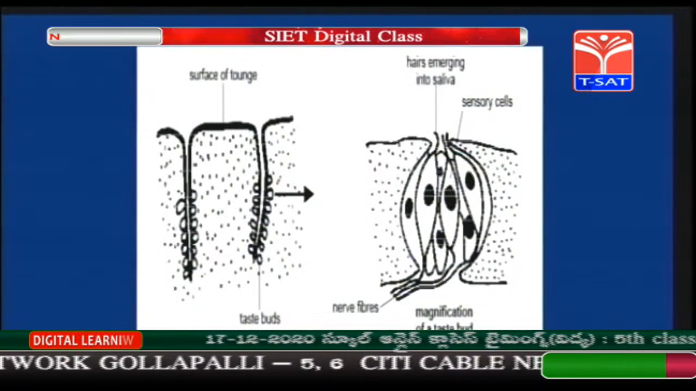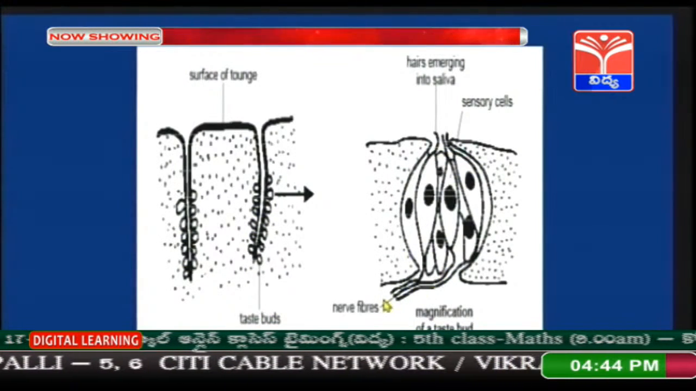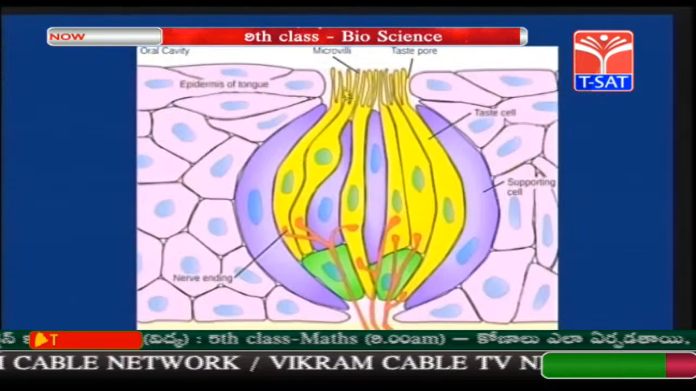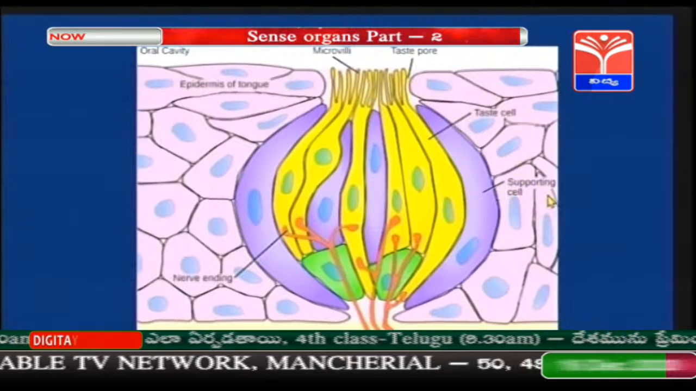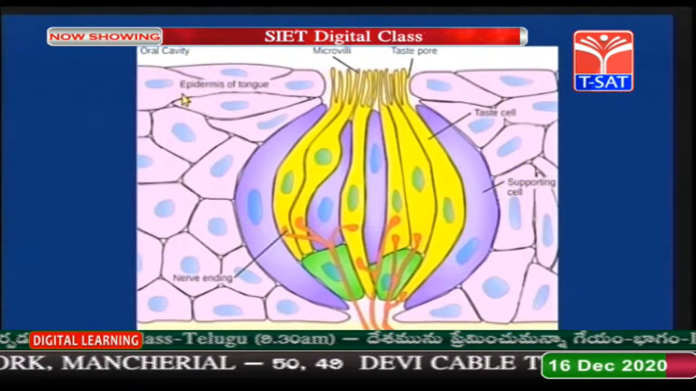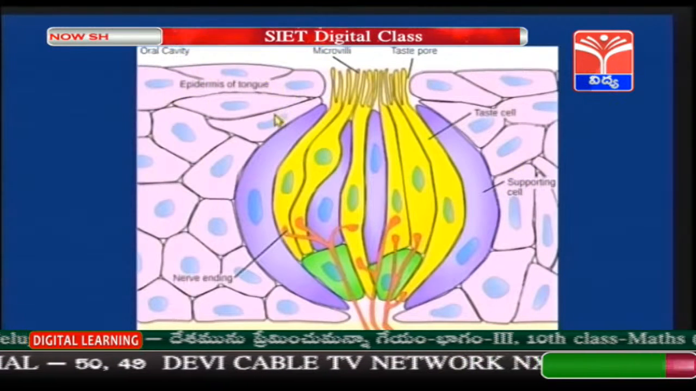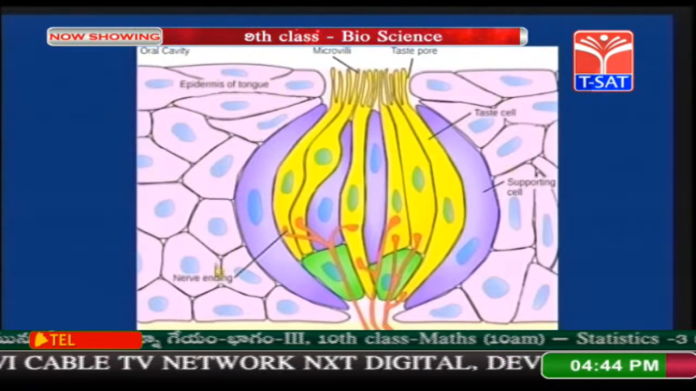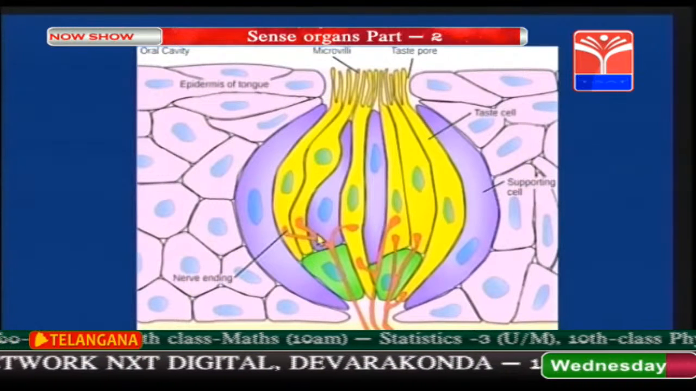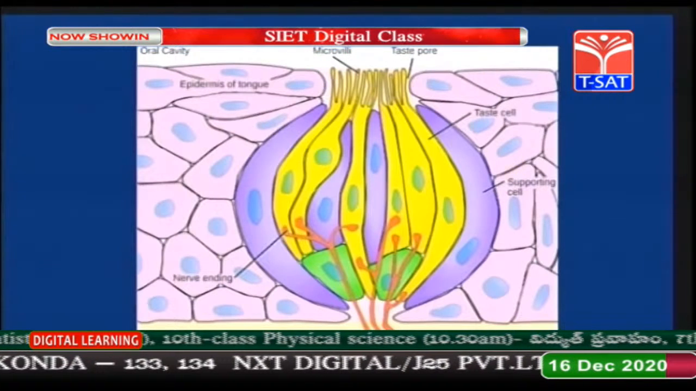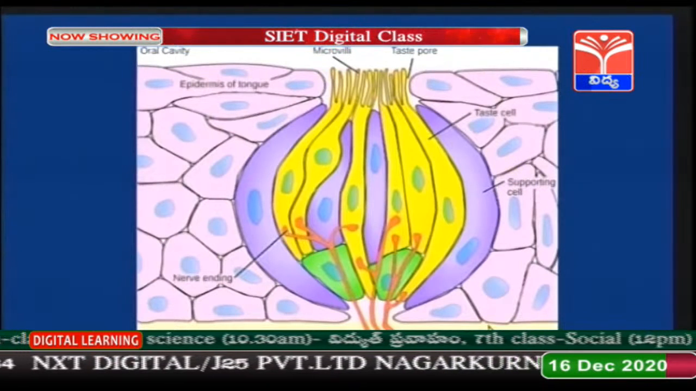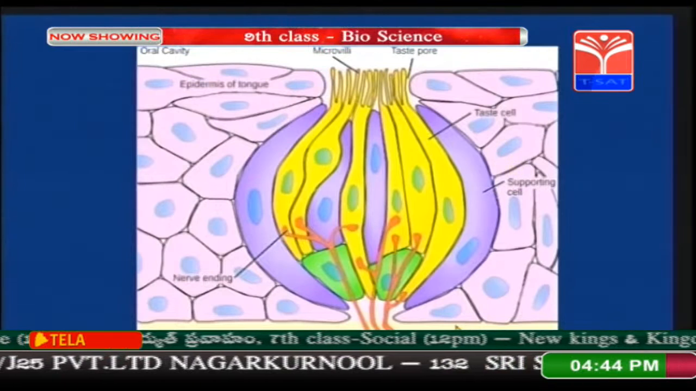So these are the sensory cells, magnification of the taste bud. These are the nerve fibers. Clear picture. Now these are the microvilli, taste pore, taste cell, supporting cell. This is the oral cavity, epidermis of the tongue. Epidermis means, children, outermost layer. This is the nerve ending. So nerve endings are carrying the nerve fibers, that is the information whether it is sweet, salty, sour or bitter.